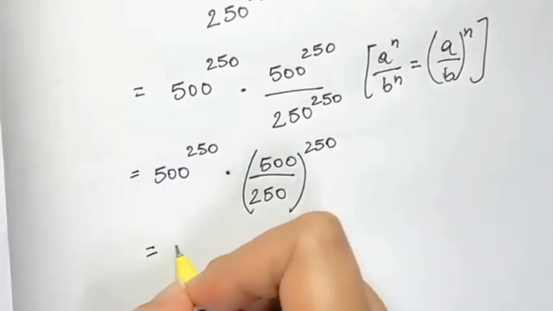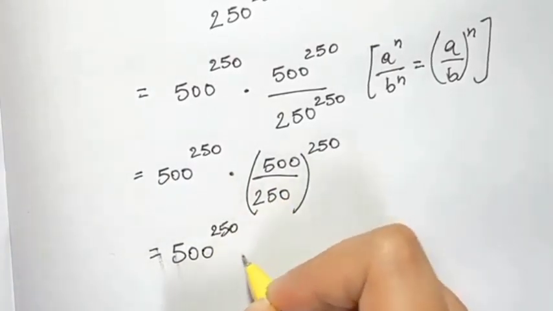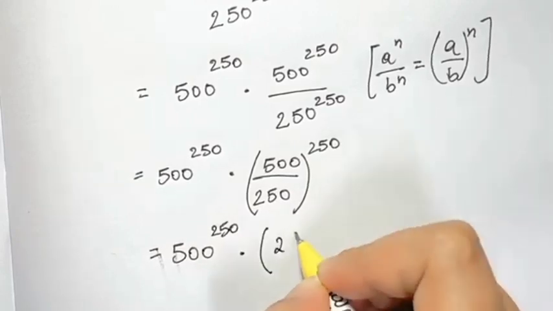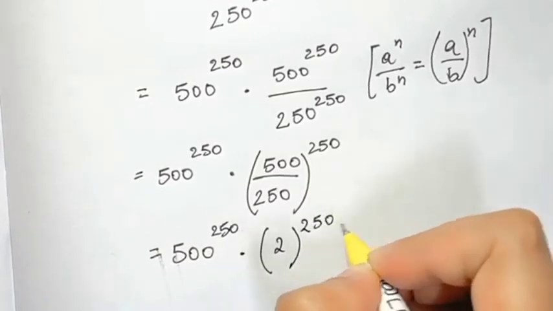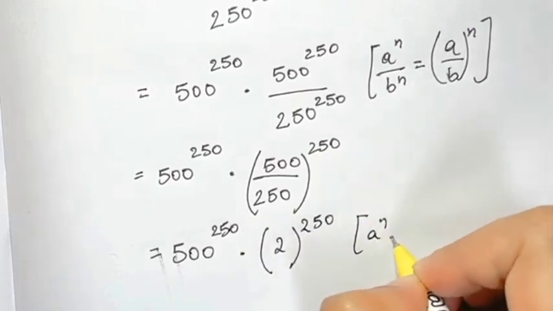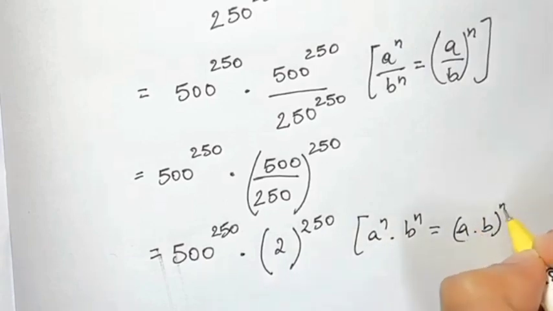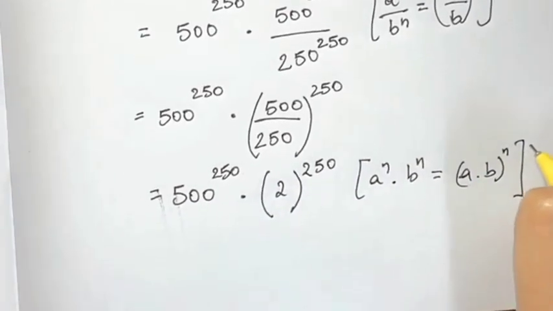And that's equal to 500 to the power of 250 times 2 to the power of 250. Now we can use this law, a to the power of n times b to the power of n. You can just club them up: a times b whole to the power of n. So what do we get?